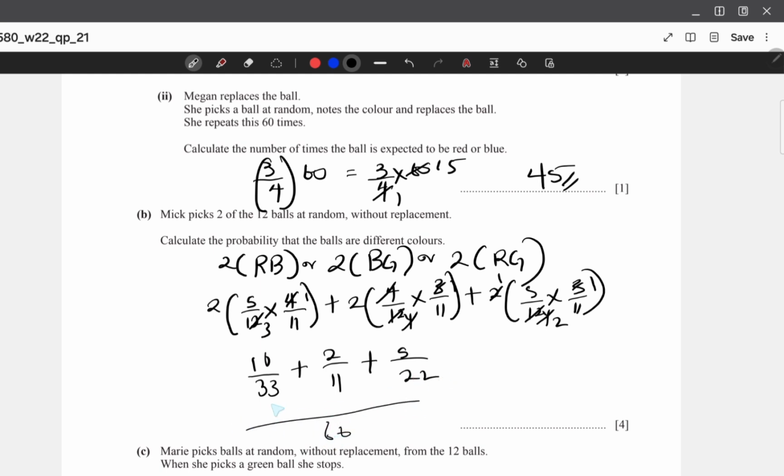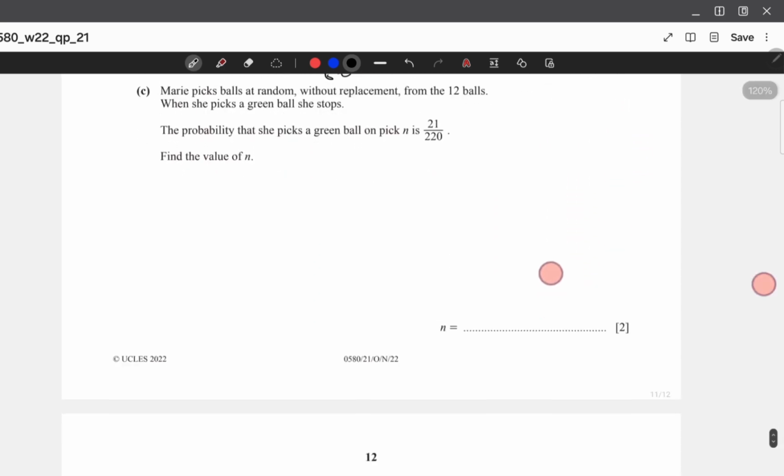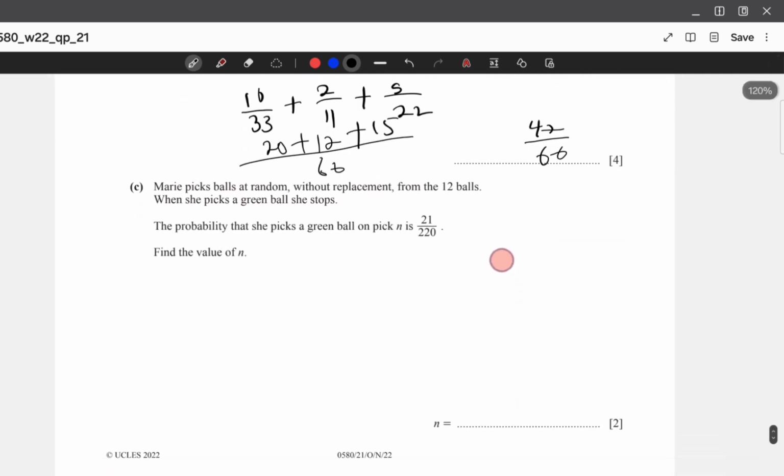LCM is 66. That's 2. That's 20 plus 12. Then plus 15. So this is 32. This is 47. So that's 47 over 66. That's our answer. So that's the answer for that one. Now for the last one, I believe, yeah, that's the last one.